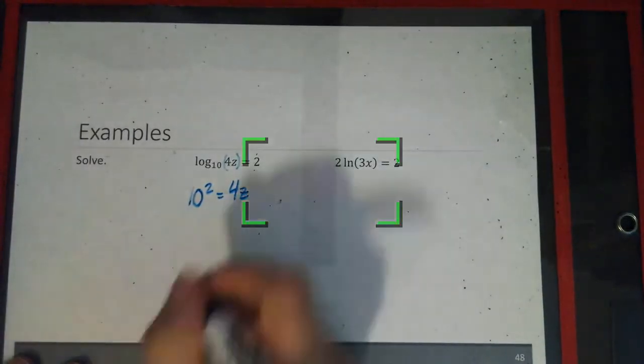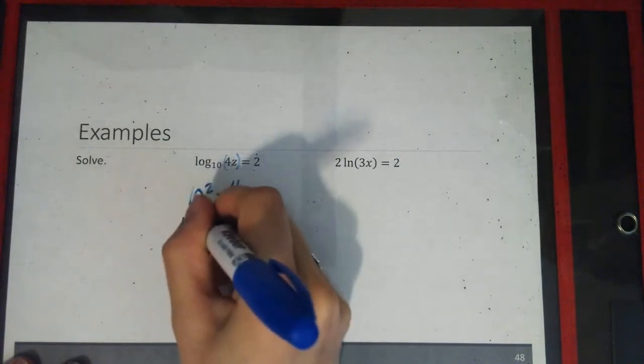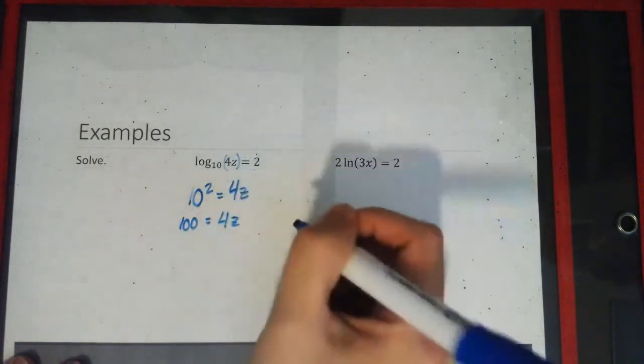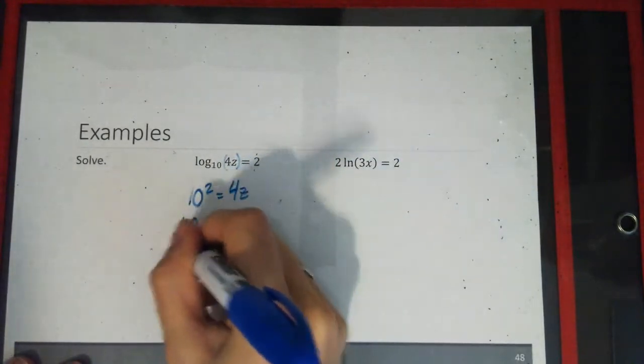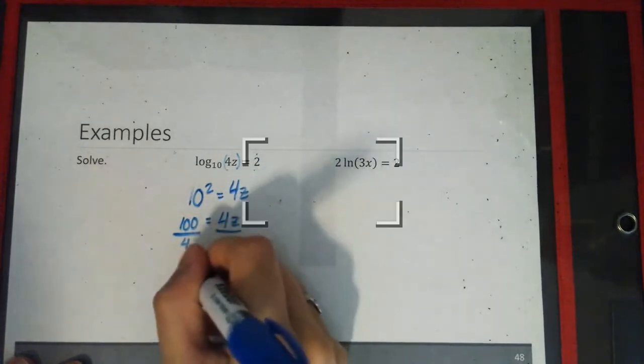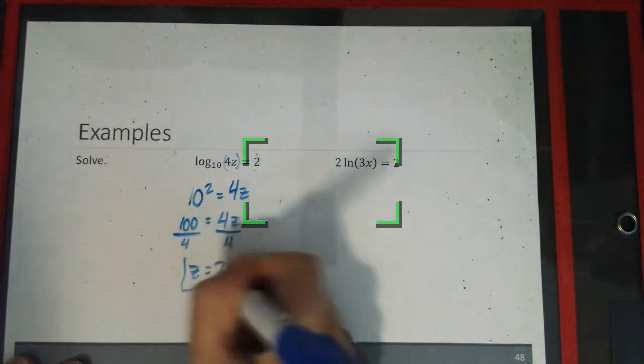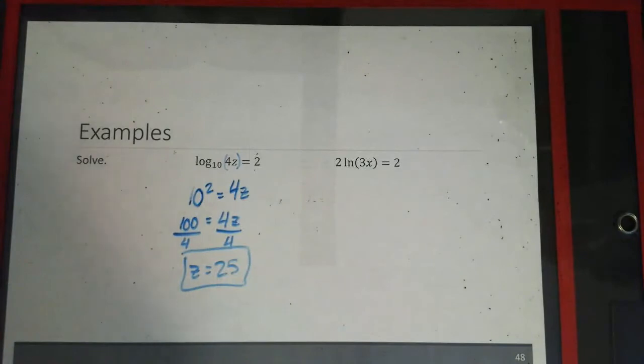Well, I know what 10 squared is. That's 100. So I have 100 is equal to 4z. If I divide both sides by 4, I get that z is equal to 25. That's all there is to it.